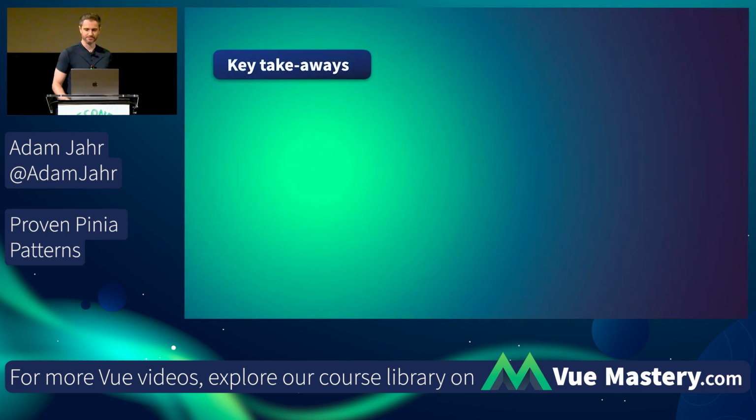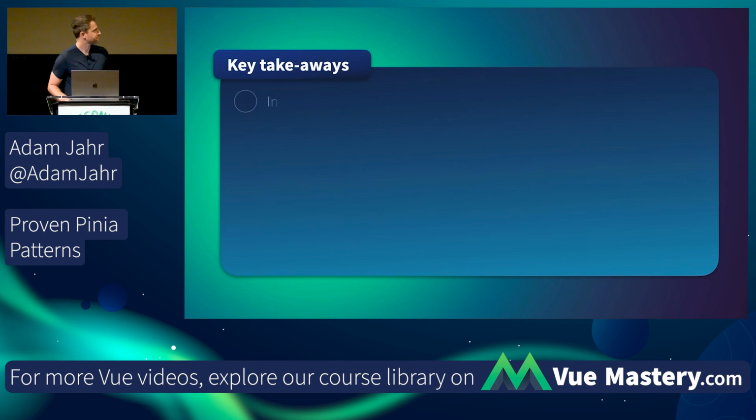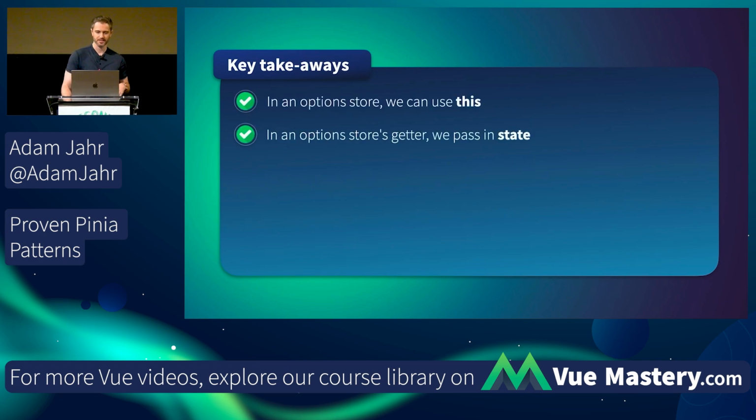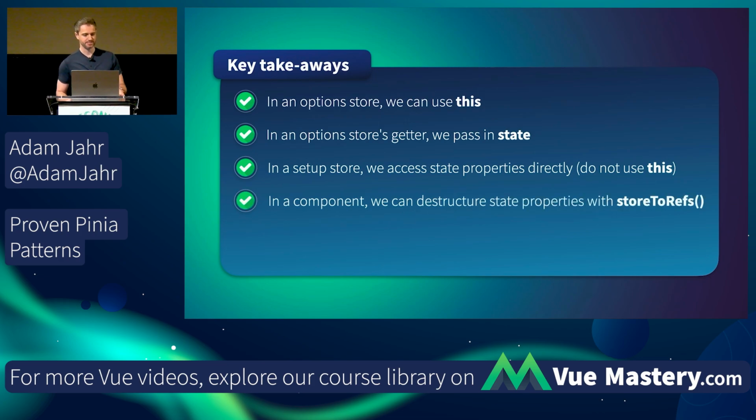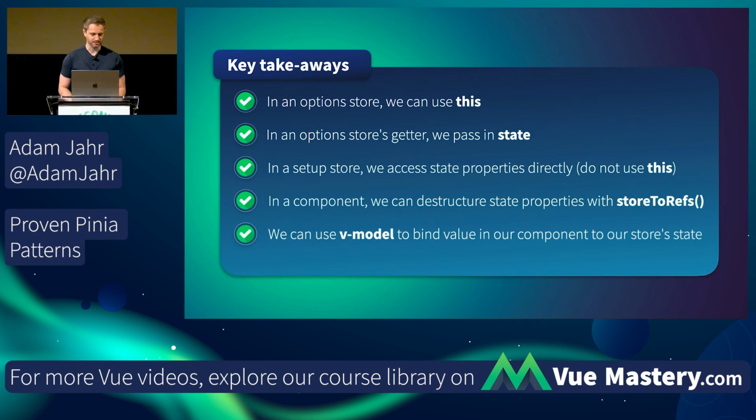So some key takeaways for accessing state. Those would be: in an option store, we can use this. In options getters, we pass in the state. In the setup store, we access state properties directly. We don't need to use this. In a component, we can destructure state with the storeToRefs helper. And we can use v-model to bind a value in our component to our store state.